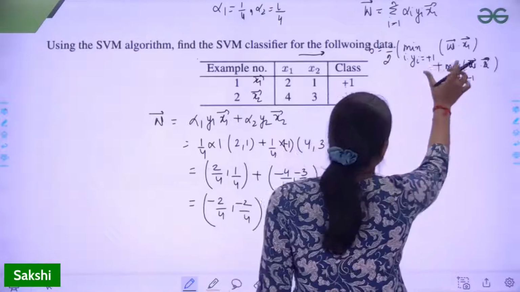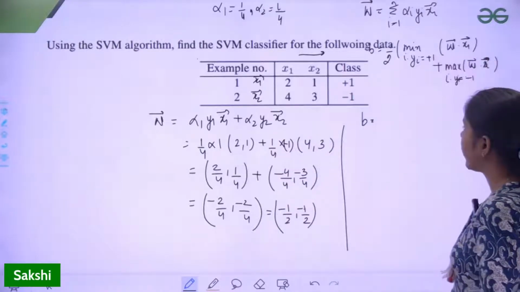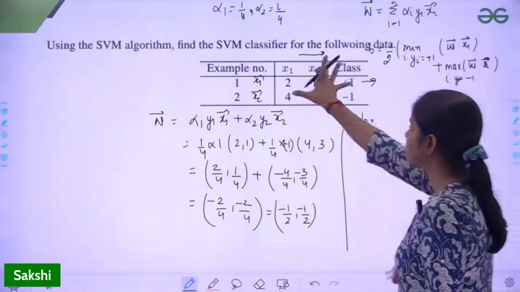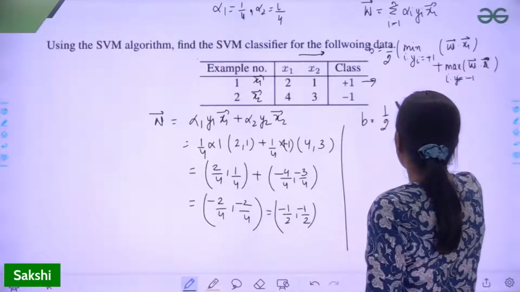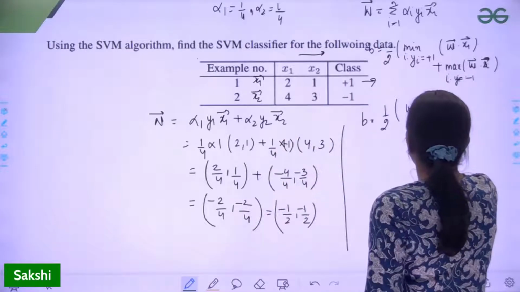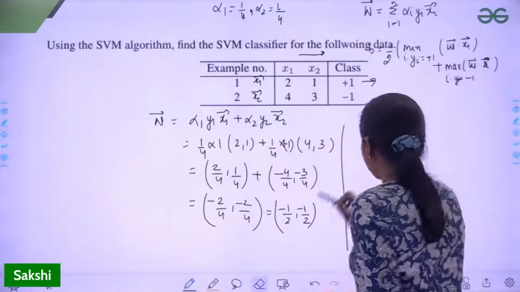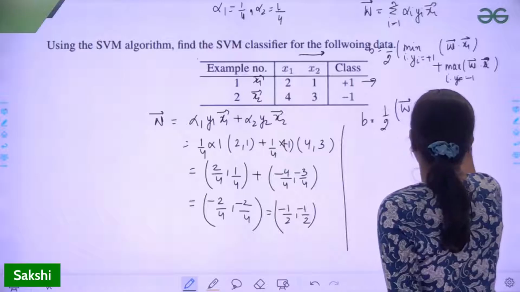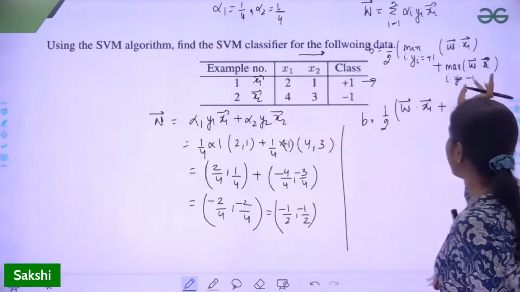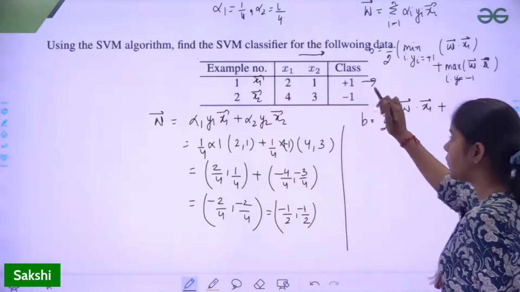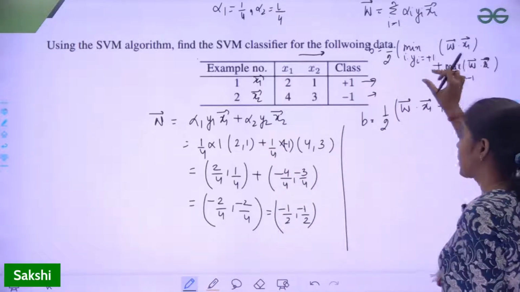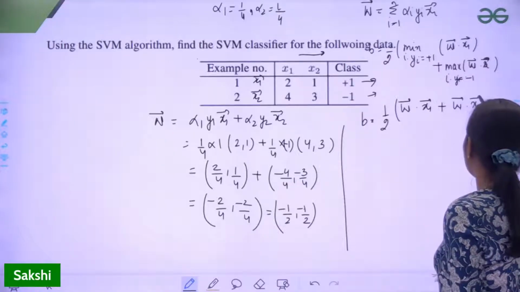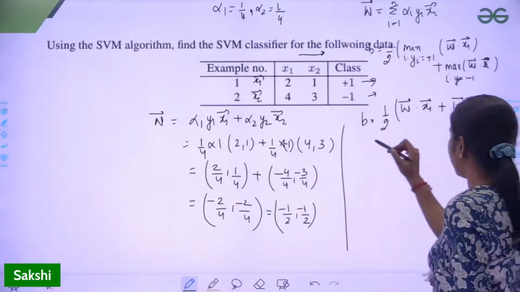So b says the minimum of w dot xi when yi is 1. yi is plus 1 only in one class, so we do not have to take the minimum because it is always the minimum. So 1 by 2, and let's put in all the values: w vector dot x1 vector plus the maximum when yi is negative. We have only one negative value, so I do not have to consider the maximum, because it would always be the maximum. So I'll write w vector dot x2 vector.